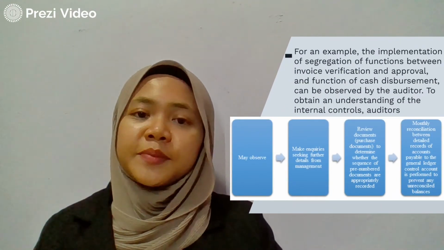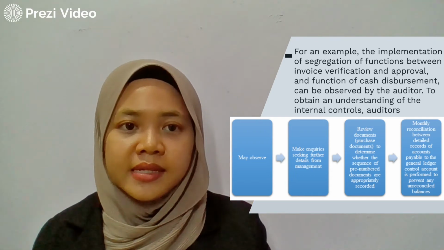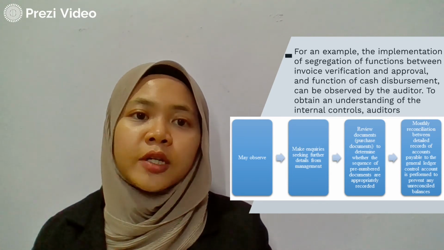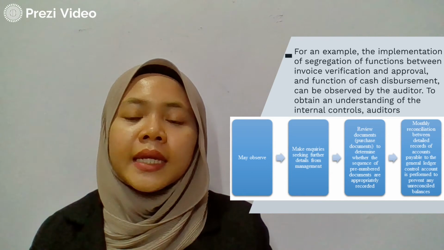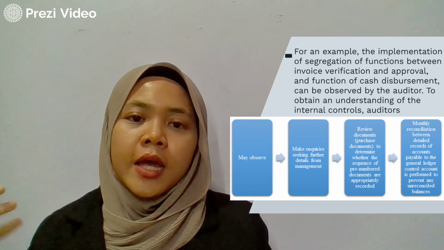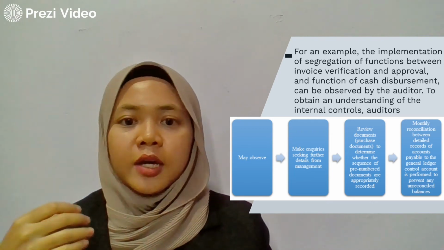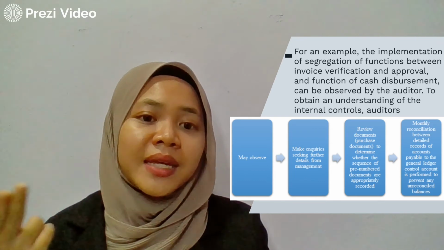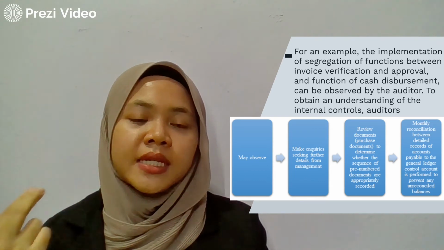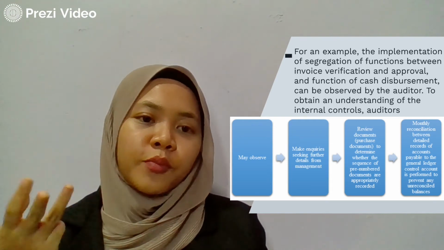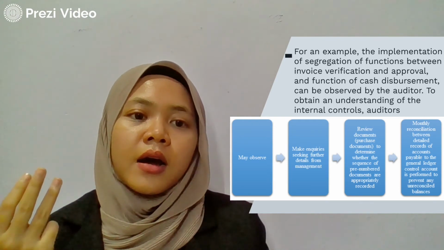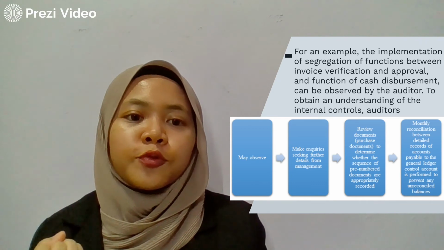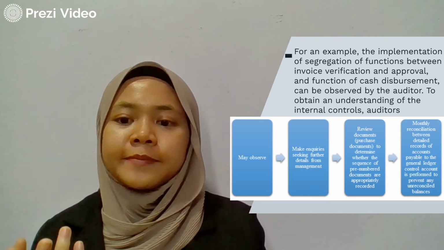For an example, the implementation of segregation of function between invoice verification and approval and the function of cash disbursement can be observed by the auditor to obtain an understanding of the internal controls. Auditors may observe, make inquiries seeking further details from management, and review documents such as purchase documents to determine whether the sequence of pre-numbered documents are appropriately recorded. Also, monthly reconciliation between detailed records of accounts payable and the general ledger control account is performed to prevent any unreconciled balances.